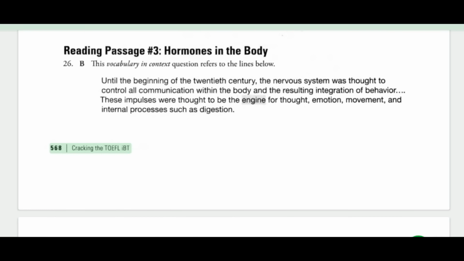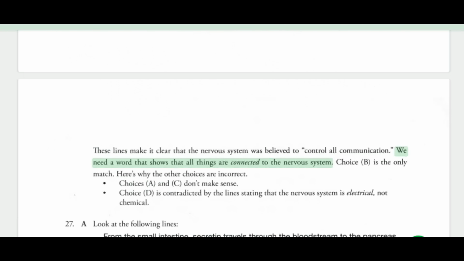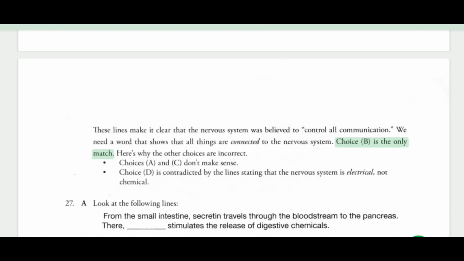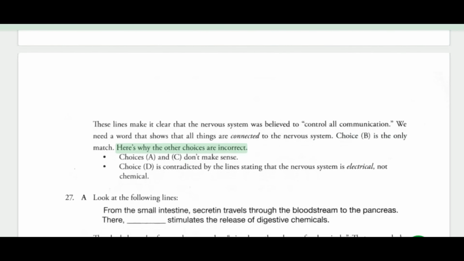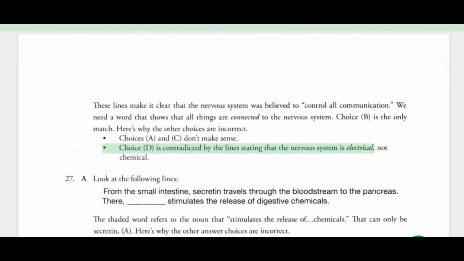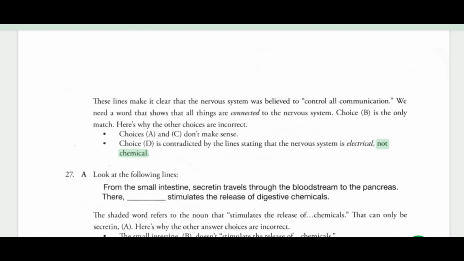These lines make it clear that the nervous system was believed to control all communication. We need a word that shows that all things are connected to the nervous system. Choice B is the only match. Here's why the other choices are incorrect. Choices A and C don't make sense. Choice D is contradicted by the lines stating that the nervous system is electrical, not chemical.